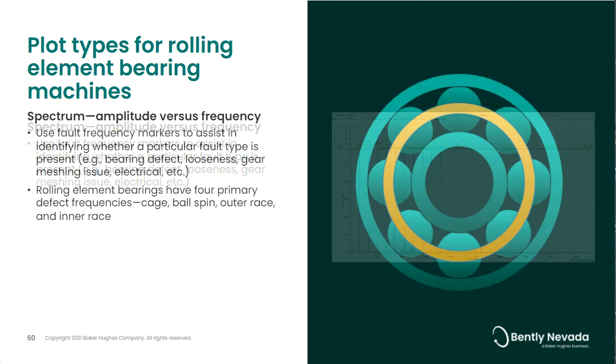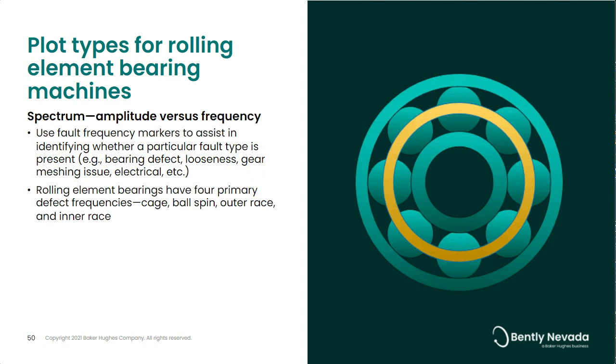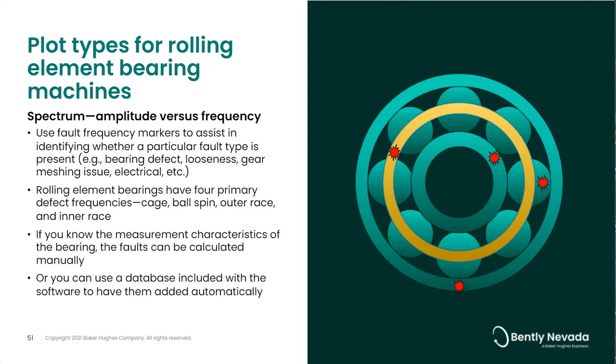Since we are discussing rolling element bearings, I'd like to point out the specific frequencies in which we are interested with regards to these complex components. There are four general frequencies that we use for fault identification: the cage, ball spin, outer race, and inner race frequencies. These frequencies can be calculated manually if we know the specific measurement characteristics of the bearing, but lucky for us, there's a database available with thousands of bearings pre-populated for use in our condition monitoring tasks.